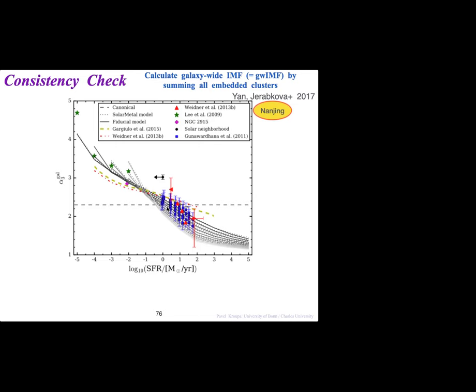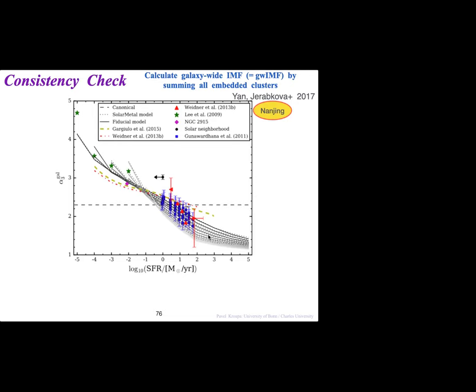And then these green points here are from the research paper by Li et al. in 2009, where they measured the slope of the mass function for galaxies with very low star formation rates. And they found that the galaxies were lacking massive stars. They were top-light. Now, these curves here are consequences of the IGIMF theory.